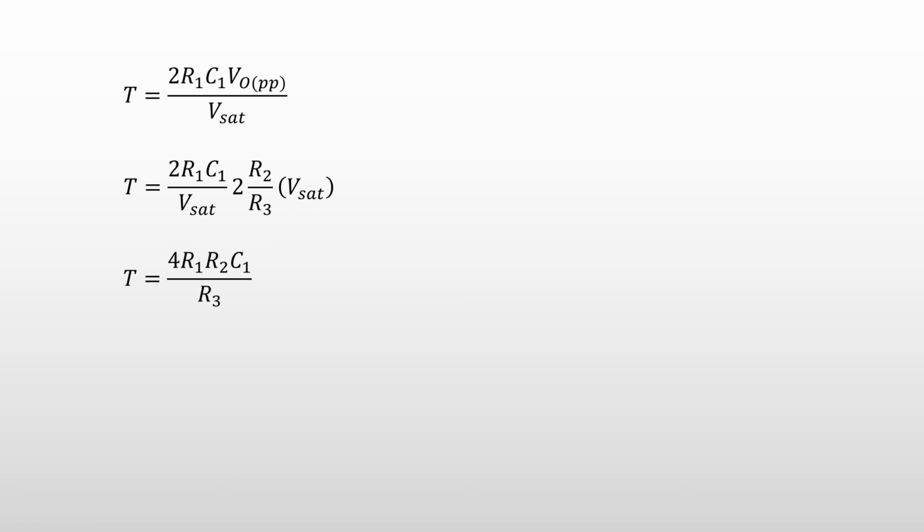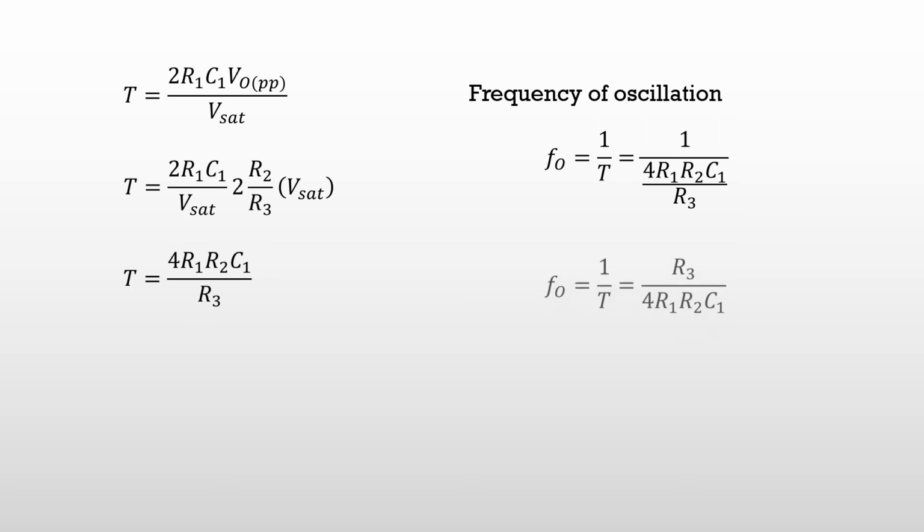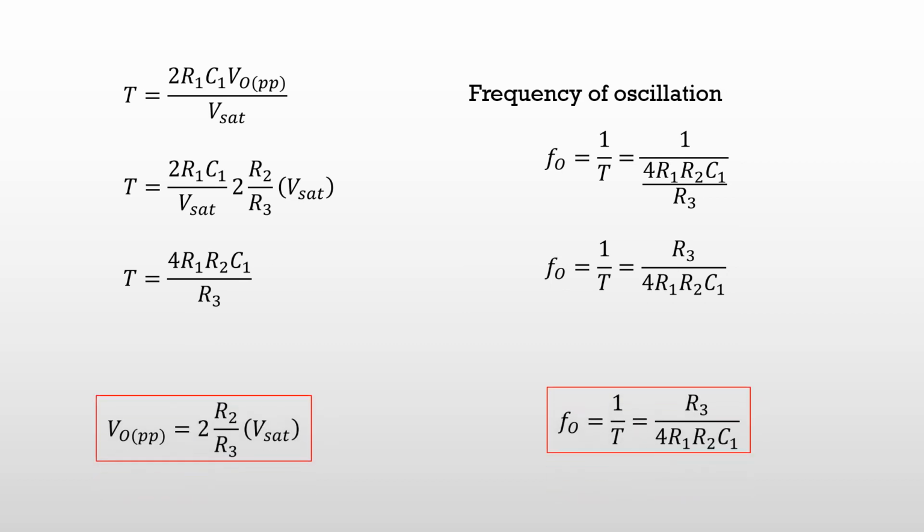Now to find the frequency of oscillation, f naught is equal to 1 by T. Substituting for T, we get f naught equal to R3 divided by 4 R1 R2 C1, and this is the frequency of oscillation. This is how we can obtain the amplitude of the output voltage as well as the frequency of the circuit for a triangular or rectangular wave generator, where V naught peak to peak is equal to 2 times R2 by R3 times Vsat, and the frequency f naught is R3 divided by 4 R1 R2 C1.